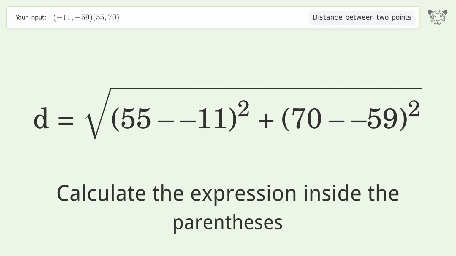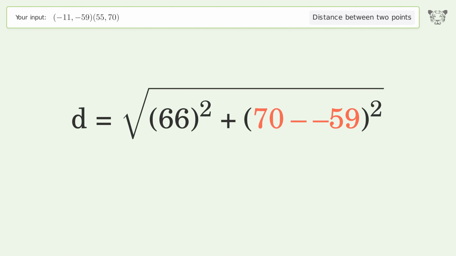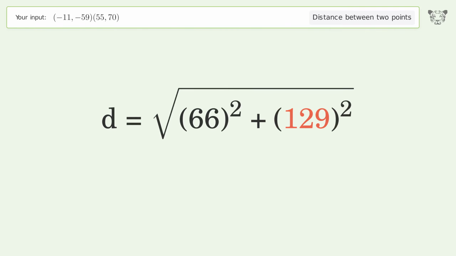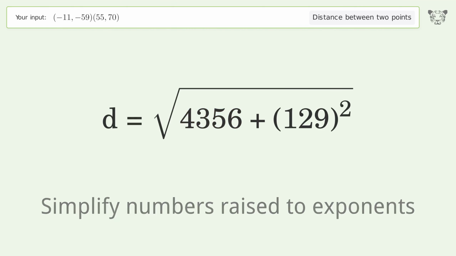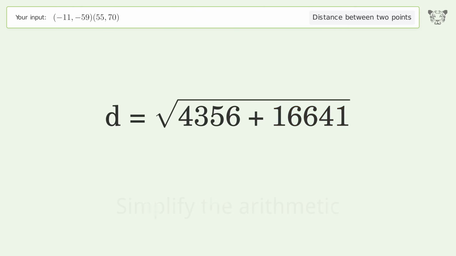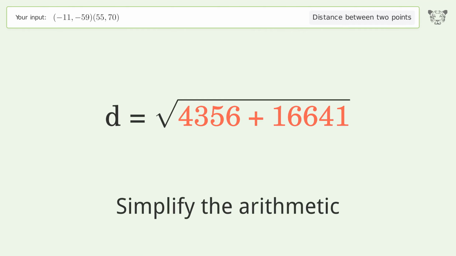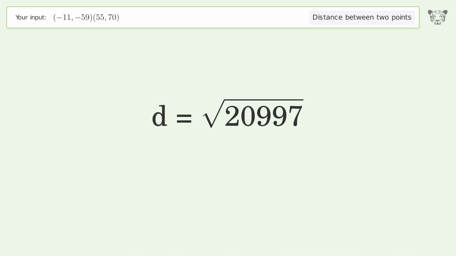Calculate the expression inside the parentheses. Simplify numbers raised to exponents. Simplify the arithmetic. And so the distance between the 2 points is the square root of 20,997 or 144.903.